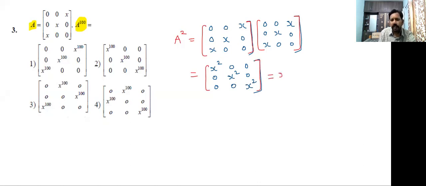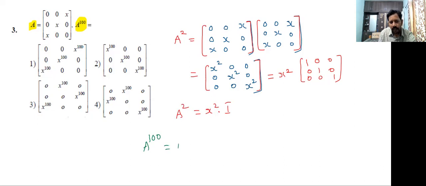Take x square common, the remaining matrix is 1 0 0, 0 1 0, 0 0 1. Yes or no? This is the identity matrix, so x square into I. This is only A square, but we need A power 100. When is A power 100 possible, students?